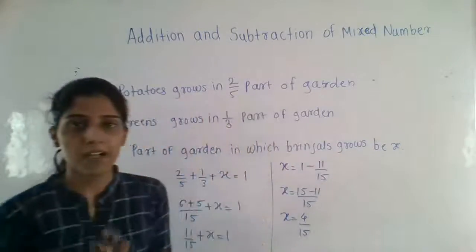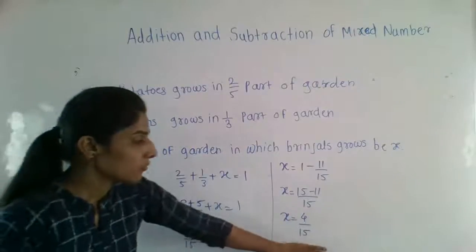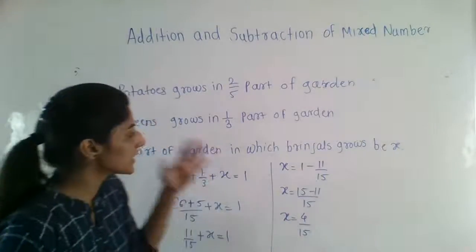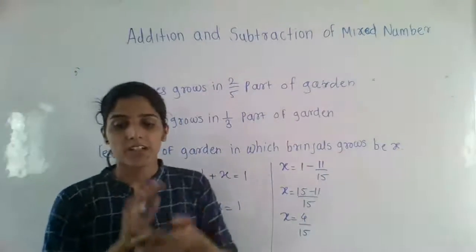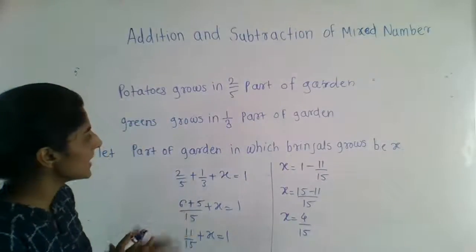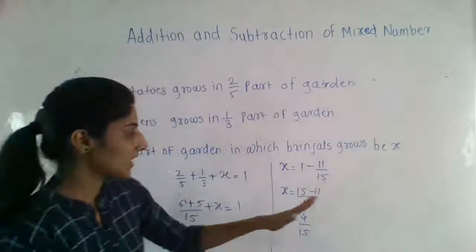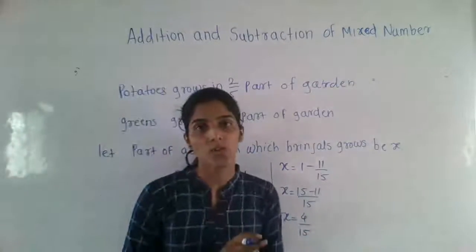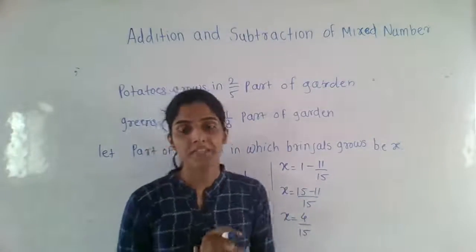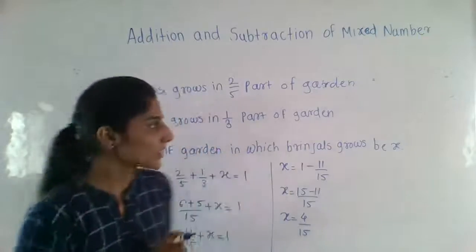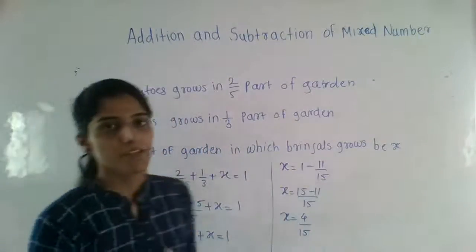म्हणजे ती किती पार्ट मध्ये ग्रोज करणार? 4/15 पार्ट मध्ये ती ब्रिंजल्स ग्रोज करणार. अंडरस्टँड? दॅट इज अवर आन्सर. ब्रिंजल्स ग्रोज इन, वी कॅन राइट like inward brinjals are grown in 4 by 15 part of garden. Okay, understand? This is very simple.